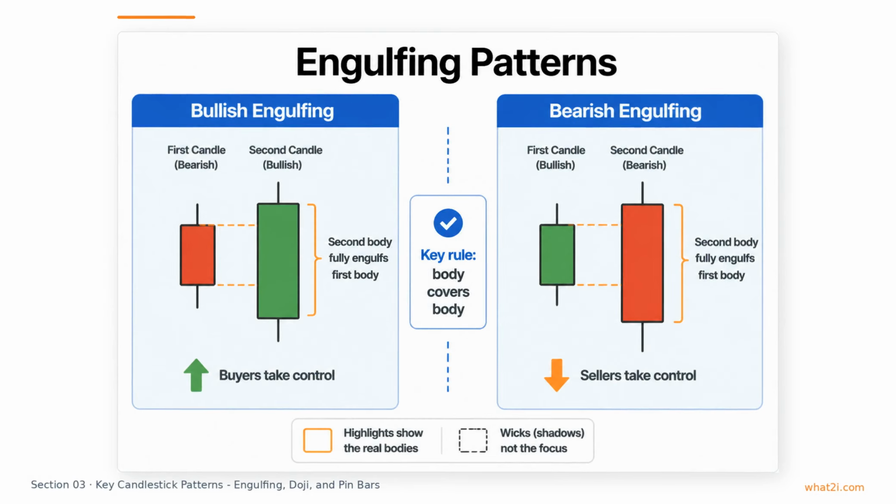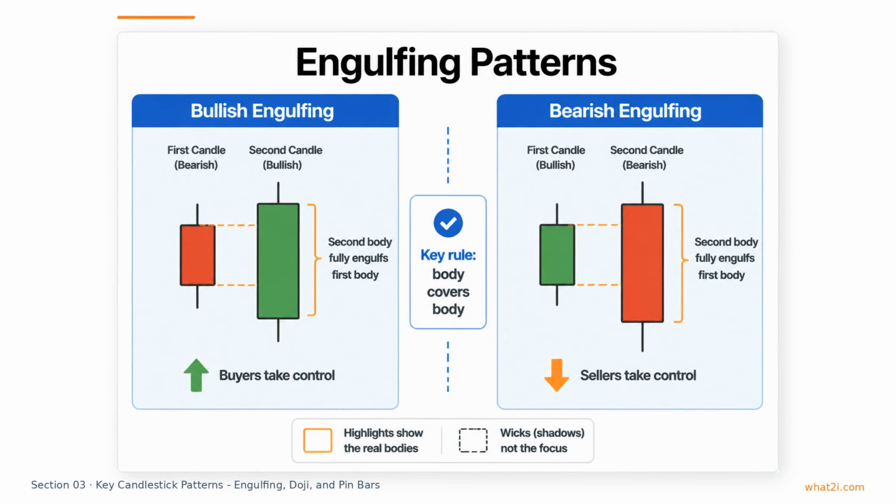An engulfing pattern uses two candles and suggests a strong change in short-term control. In a bullish engulfing pattern, a small bearish candle is followed by a larger bullish candle whose body fully covers the body of the first candle. That tells you buyers did more than just recover. They completely overwhelmed the prior candle's body.